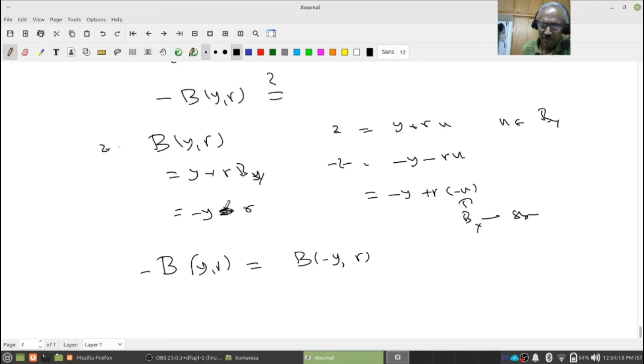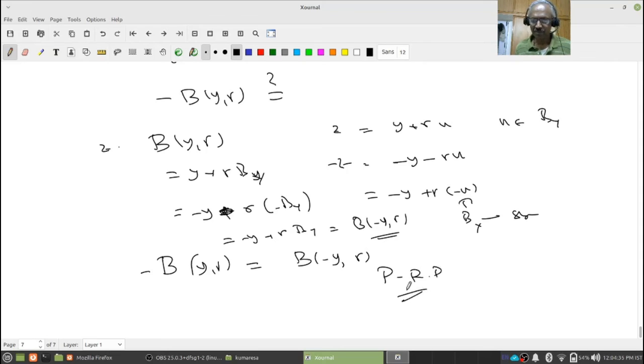Yeah, because this is plus R minus BY, but this is minus Y plus R times BY, but this is B of minus YR. Okay. Now you see that these are the things. If you spend a lot of time on normed linear spaces, how the open balls look like, etc., these things would have been much easier, right?